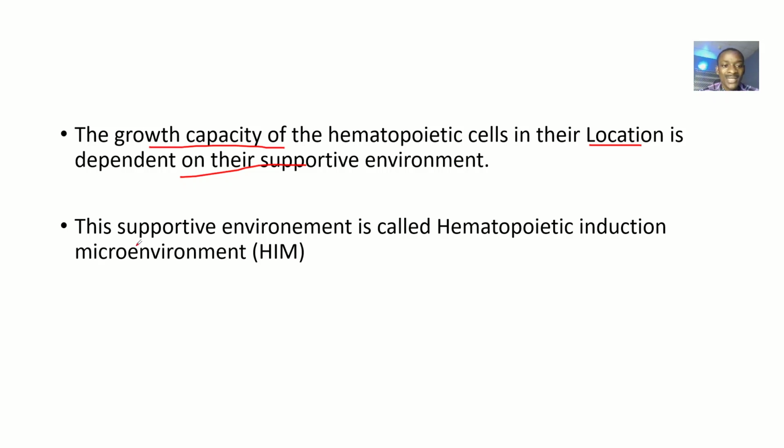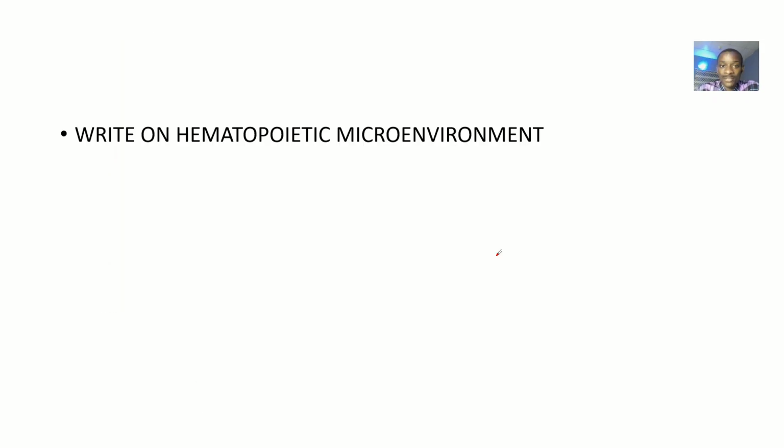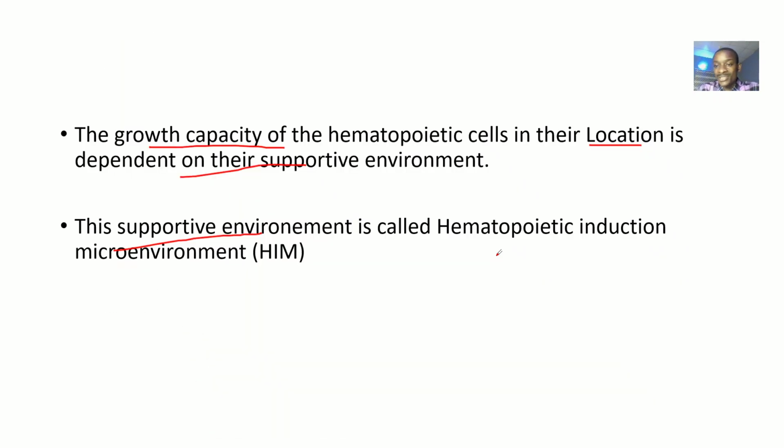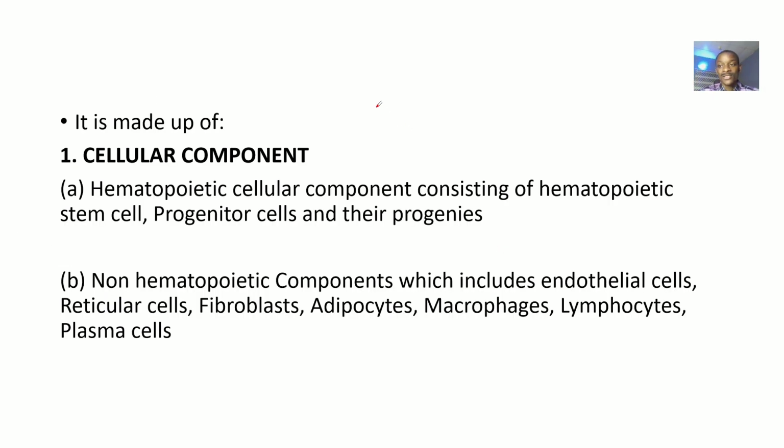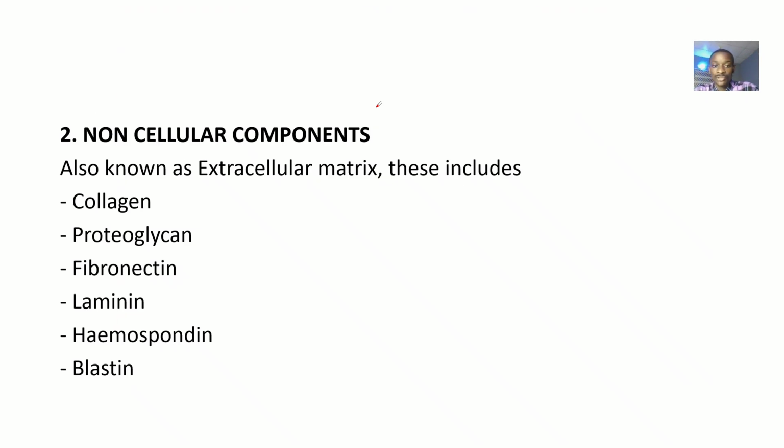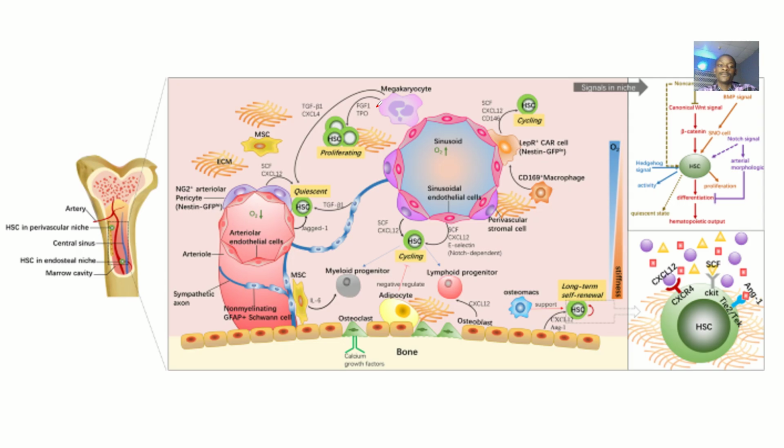Now, that supportive environment is what we call the hematopoietic induction microenvironment. We could say hematopoietic microenvironment, or hematopoietic induction microenvironment. Still the same thing, right? So now we're basically talking about the composition of this environment. You have the cellular composition and the non-cellular composition. If you see this picture, there are so many factors involved in the formation of blood. That's the microenvironment that we're talking about.